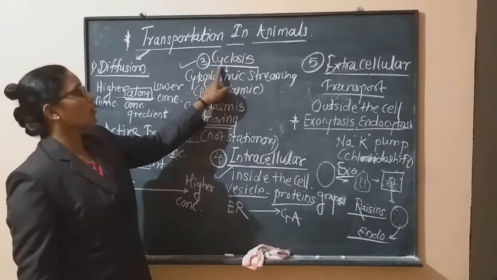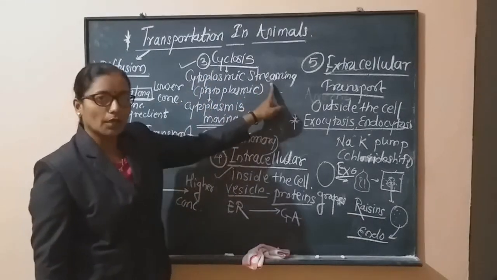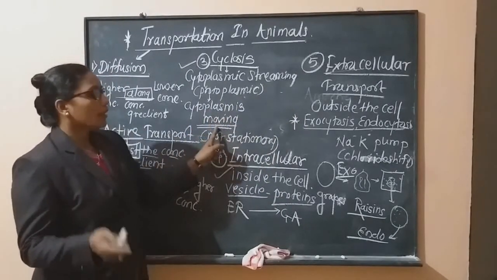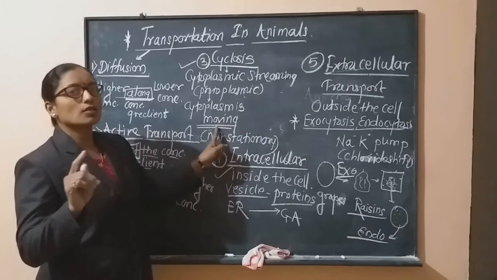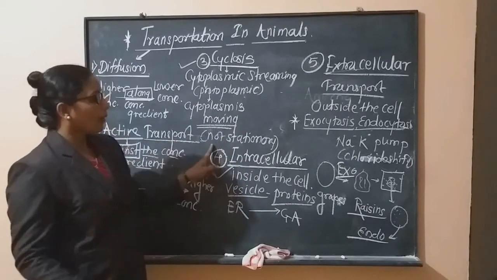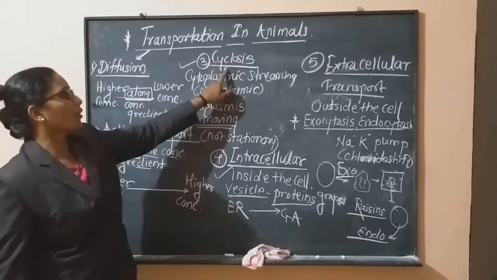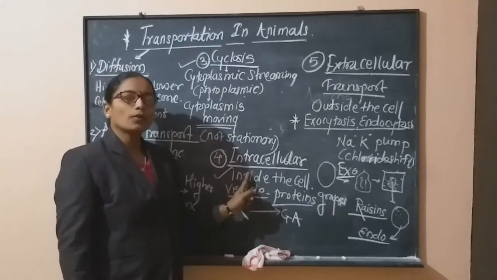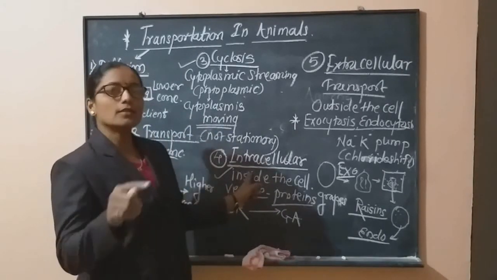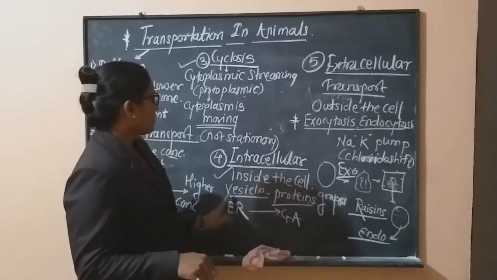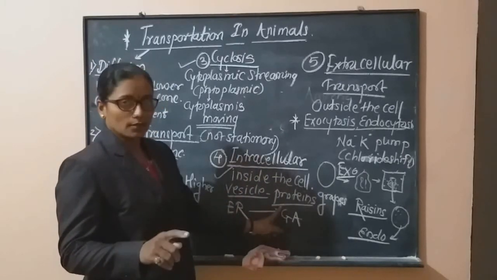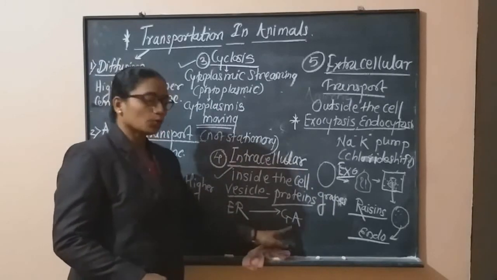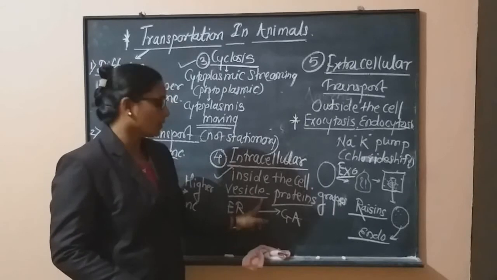Then third, cyclosis, that is cytoplasmic streaming, the movement of the cytoplasm. The cytoplasm is continuously moving, it is not stationary. In the case of the amoeba, this type of transportation is called cyclosis. Fourth, intracellular transport, that is transport of material inside the cell. The best example is the movement of proteins from the endoplasmic reticulum to the Golgi apparatus through vesicles.